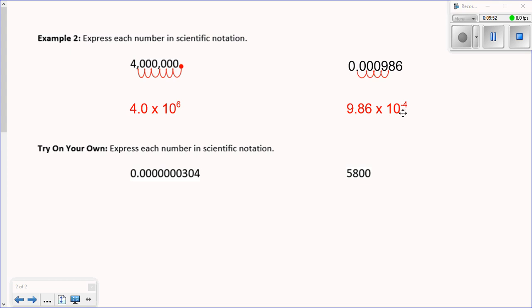Okay? So you guys are going to try these two on your own. We will go over them next class. If you have any questions, feel free to write them down as you go.